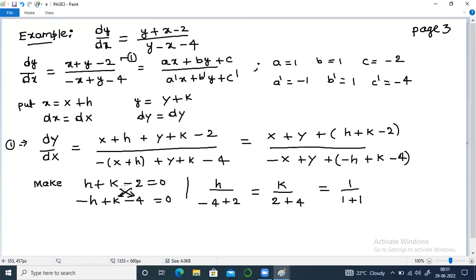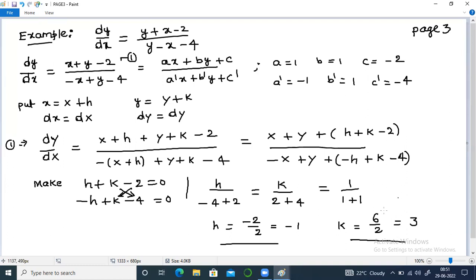If you have any problem, you can post your doubts so that I will explain in a separate manner. So here, if you do this, h is equal to minus 4 plus 2 minus 2 by 1 by 1 plus 1, it means 1 by 2. It means minus 2 by 2. You will get minus 1. k is equal to 2 plus 4, 6 by 2. It means you are getting 3. So h is equal to minus 1, k is equal to 3.